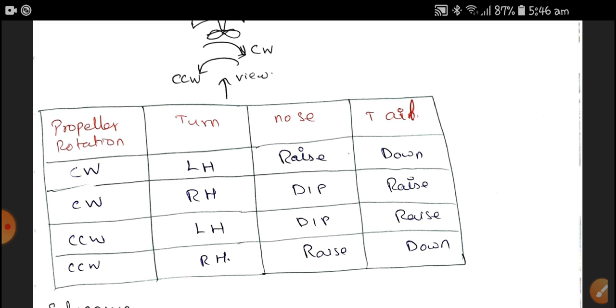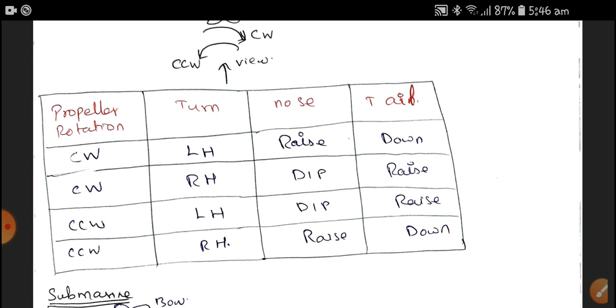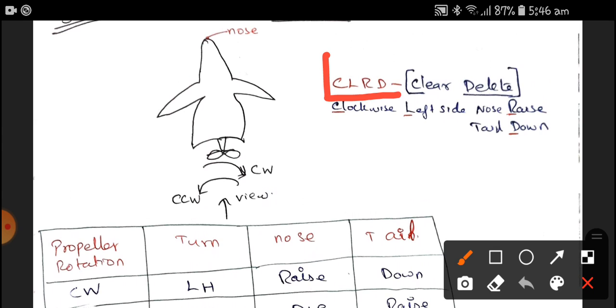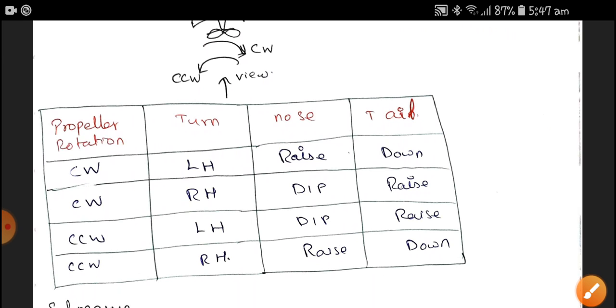If it is in an anti-clockwise direction, what will happen? In anti-clockwise or counterclockwise rotation of the propeller, if it turns left hand side, the nose will dip and the tail will rise. Whereas in a right hand side turn, the nose will rise and the tail will go down. For this understanding, we make a shortcut of clear delete. Clear means delete, right? Therefore the shortcut is CLRD, that is clockwise, left side, nose rise, tail down. That is our understanding: clockwise direction of the propeller and a left hand side turn, the nose will rise and the tail will go down.